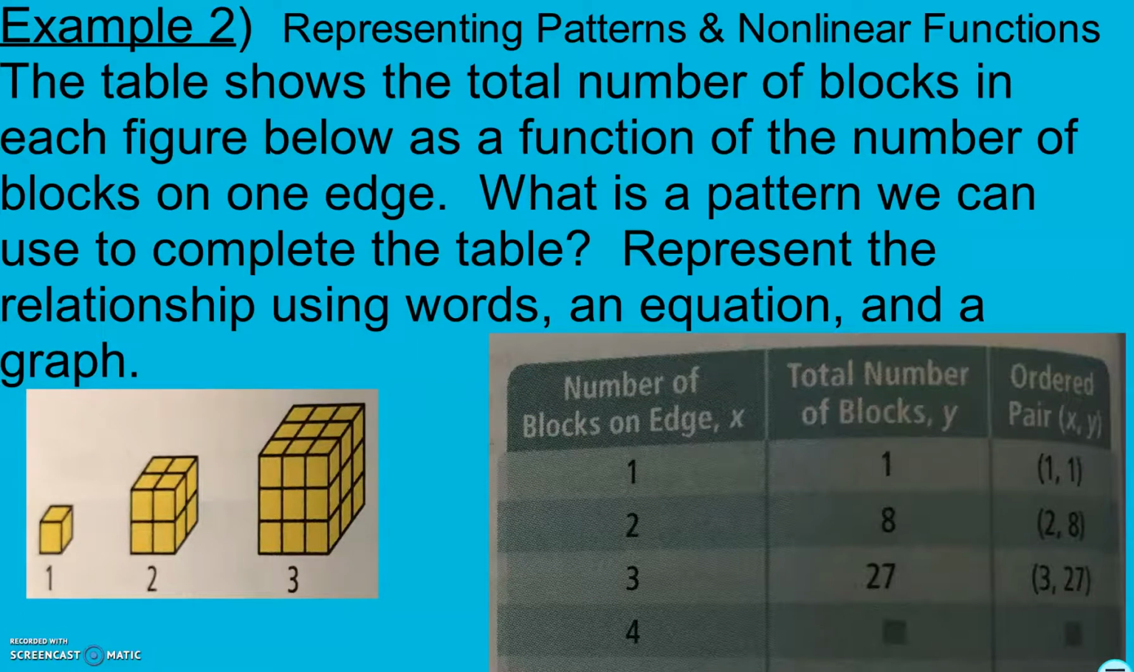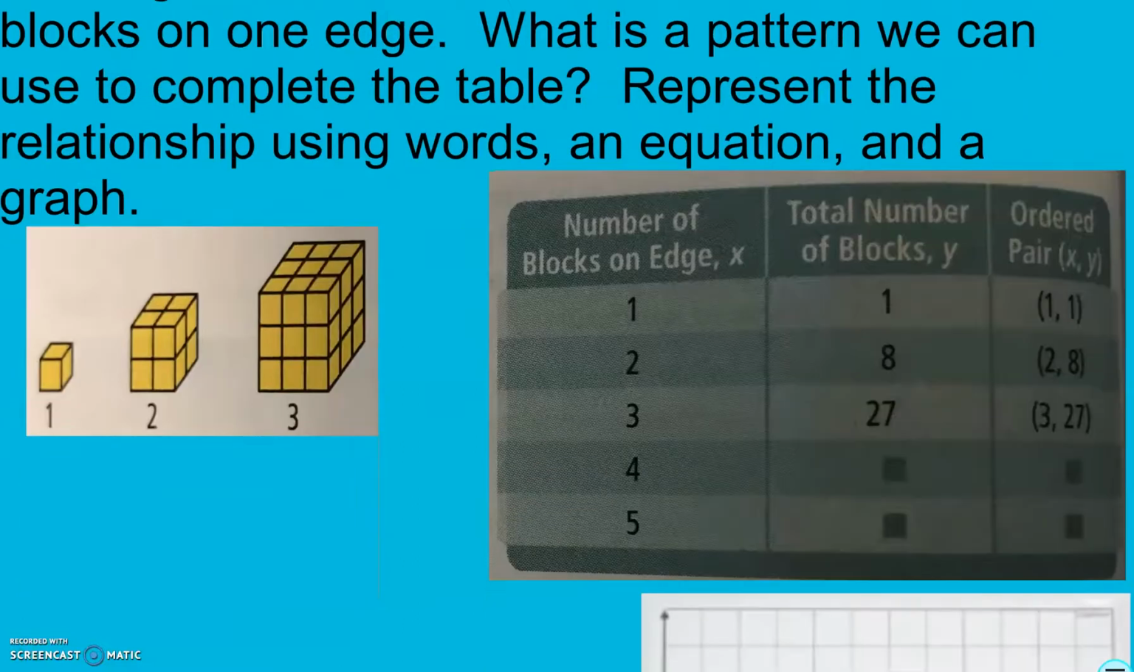Example 2 is representing patterns in non-linear functions. The table shows the total number of blocks in each figure below as a function of the number of blocks on one edge. What is the pattern we can use to complete the table? Represent the relationship using words, an equation, and a graph. So here I have one block on the edge, which means on all of my edges I only have one. So I have one total block. For 2, I have 2 wide and 2 deep and 2 tall, which gives me a total of 8. For 3, I have 3 wide, 3 deep, 3 tall, which gives me a total of 27.